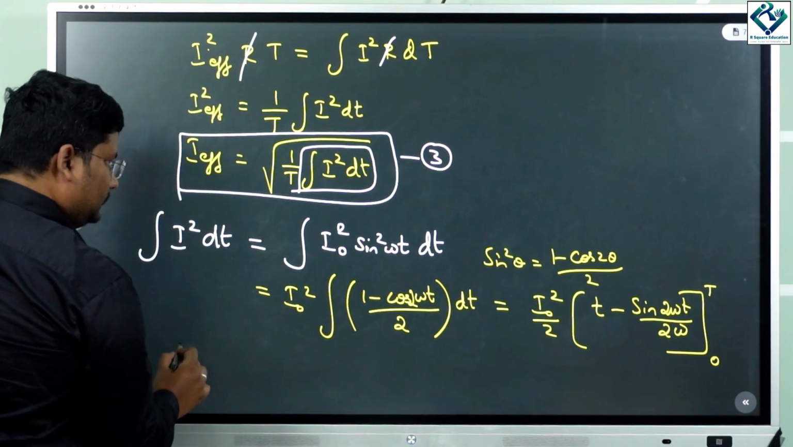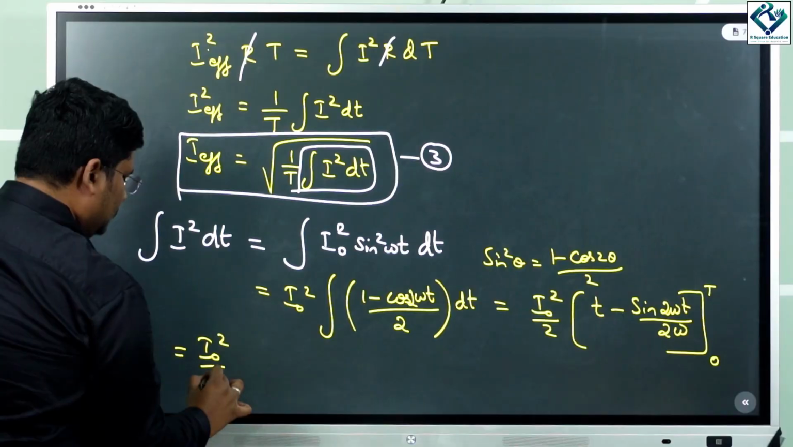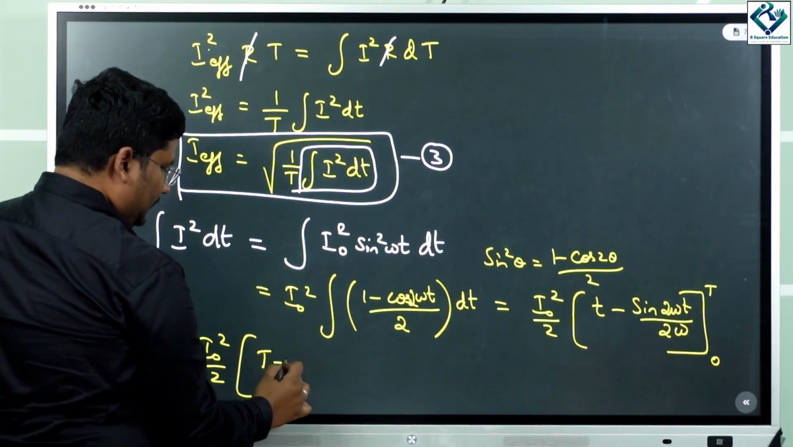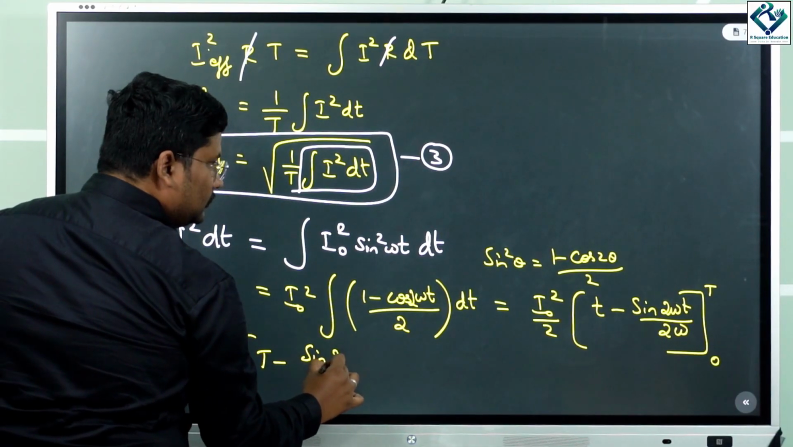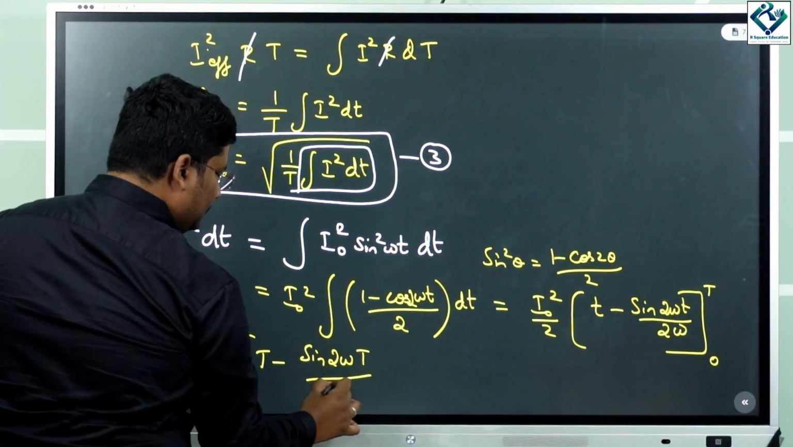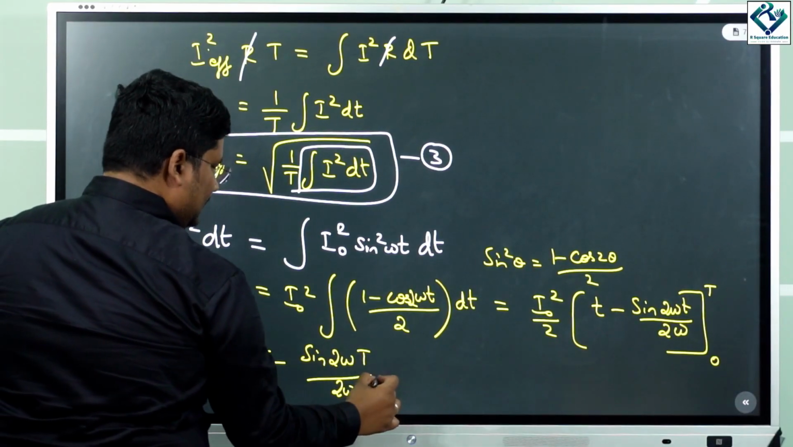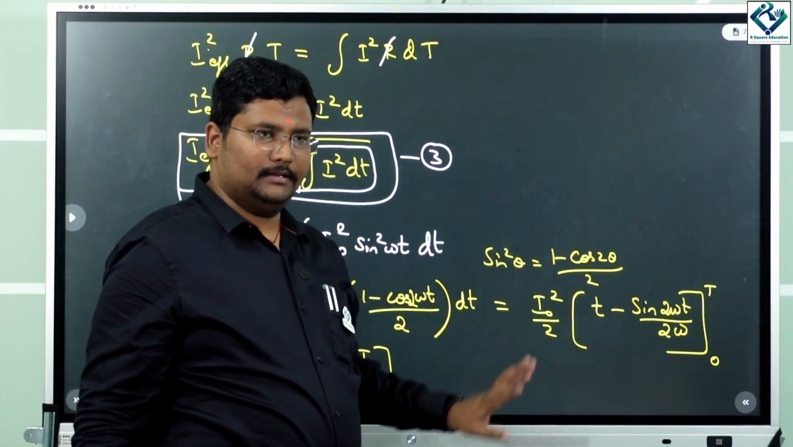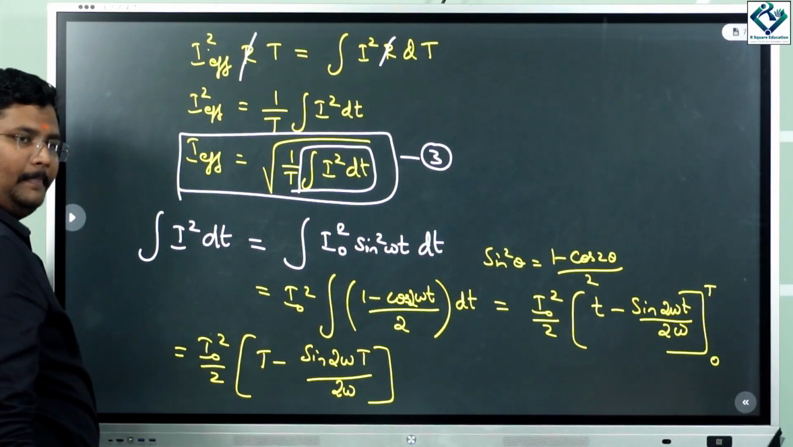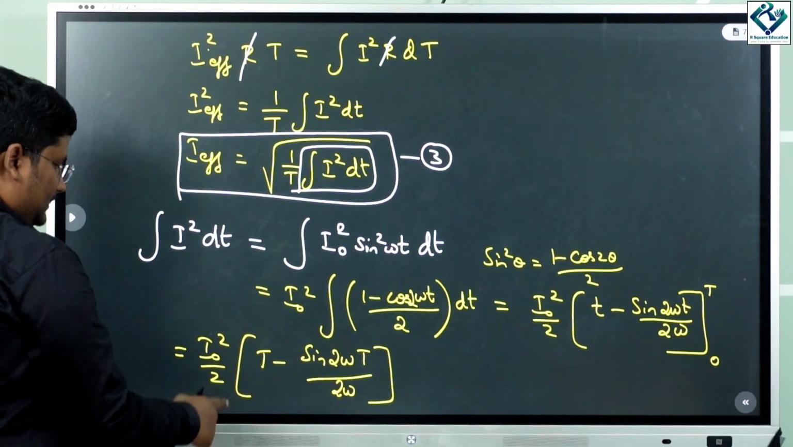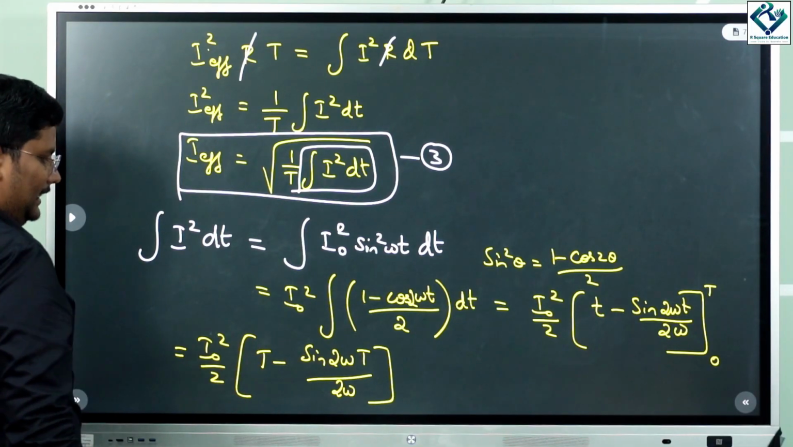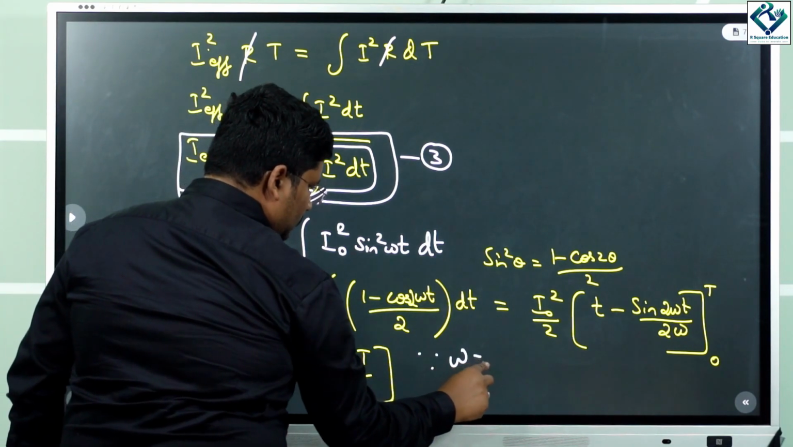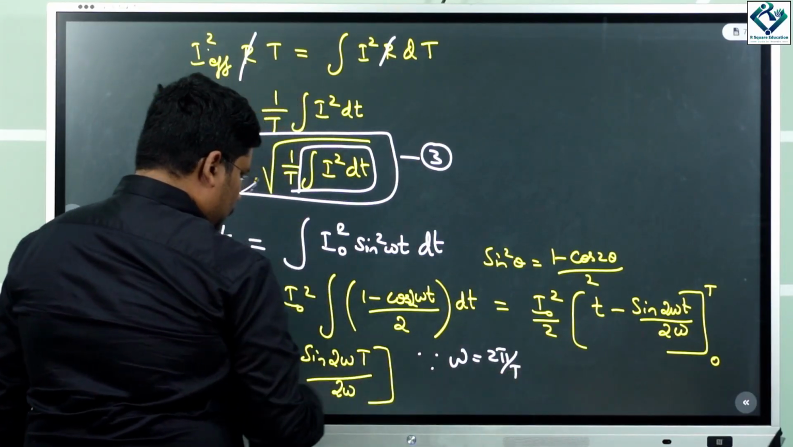So what will we get? I naught square by 2 into (T minus 0) is T, minus sin 2 omega T divided by 2 omega minus 0. The total will be just T, because sin 0 is also 0, so we need not worry about it. Okay, so you can replace this, and again you can use omega is equal to 2 pi by T. Correct? So since omega is equal to 2 pi by T, you can substitute that here.